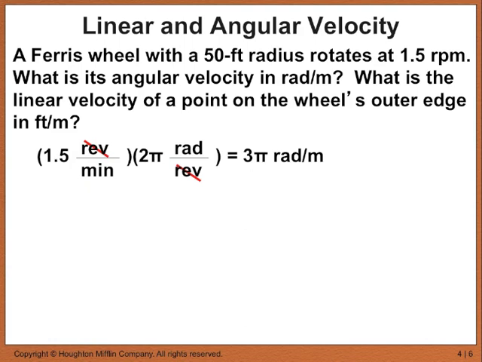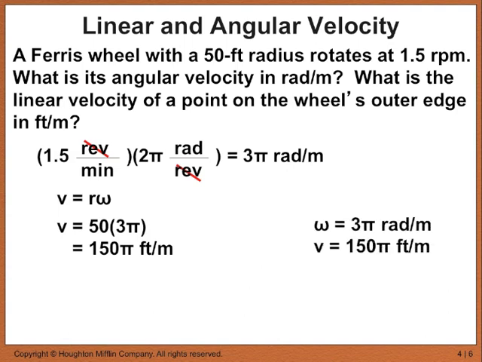Now I'm going to use that in my V equals R omega formula to find the linear velocity of the wheel's outer edge. And that is V equals 50 because that's the radius, times 3 pi because 3 pi is my omega, and I get 150 pi feet per minute. Final answers: omega equals 3 pi radians per minute, and V equals 150 pi feet per minute.